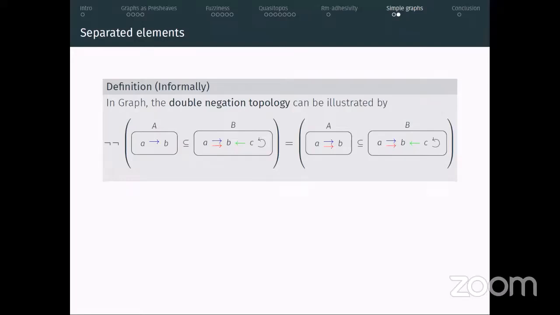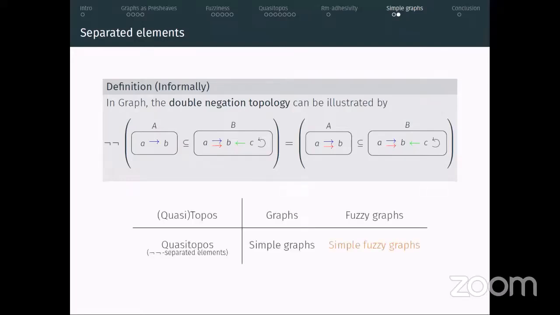And because of that behavior of the double negation, when you start with graphs and you go to the separated elements, you obtain simple graphs. We extend that: we started from fuzzy graphs, and if you take the separated elements, you obtain simple fuzzy graphs. There is a slight subtlety where graph is a topos and fuzzy graph is a quasitopos, so we just needed to change a bit the notion of topology behind it, but the result still worked.